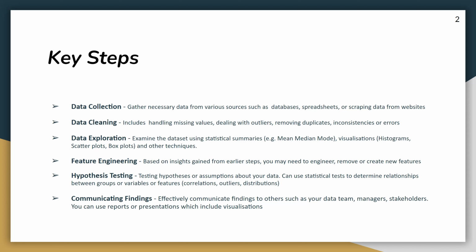And then we have feature engineering. Based on insights gained from earlier steps, you may need to engineer, remove, or create new features. I'll quickly tell you what a feature is. If you have, let's say, house price data and you have column names like the year built, the price of the house, number of bedrooms, whether it has a garage, all of these are called features. The column names are your features.